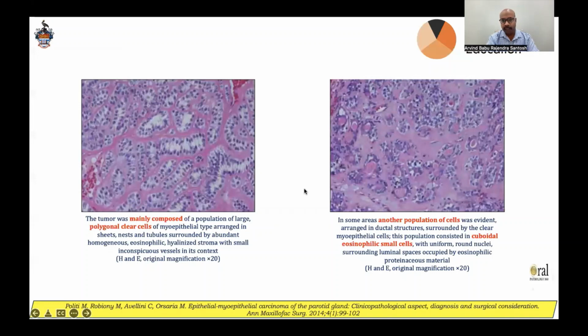So this is a case that I would like to show from the literature. You can see on the left-hand side the polygonal clear cells, and you can see the cuboidal cells on the right side.